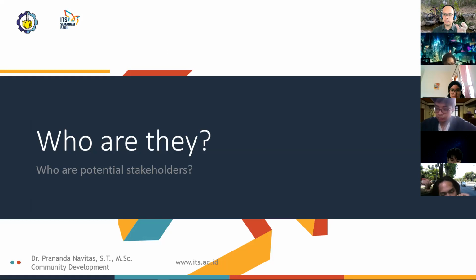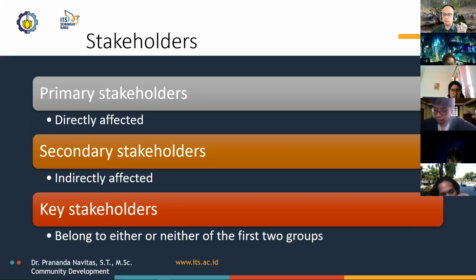Now, I mentioned that there are different stakeholders. So, who are these potential stakeholders? As we discussed, there are primary stakeholders, secondary stakeholders, as well as key stakeholders who may or may not fall into one of the other two groups. Let's examine possible stakeholders using this framework.